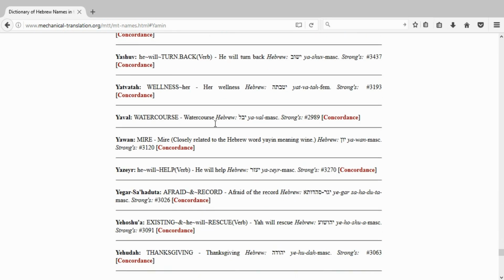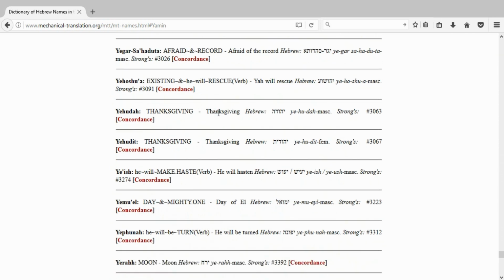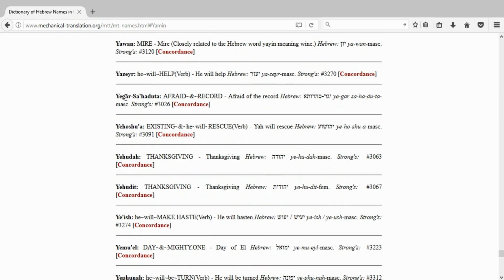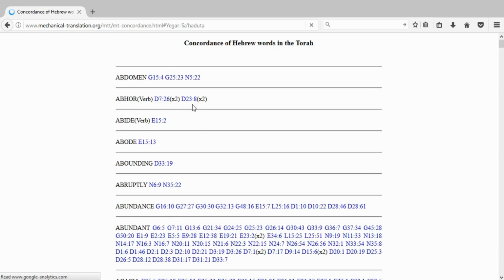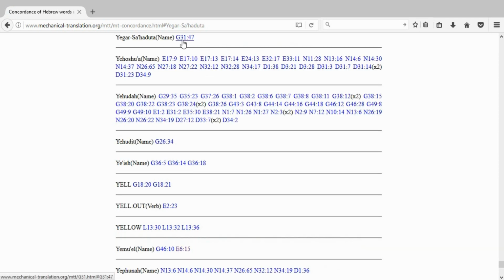Let's see if we can find one here that's a little bit more. Okay, this one here is two words that are put together. Yagar sahaduta. So this word means afraid, this word means record, and this little symbol here means that it's connecting. And it means afraid of the record. We also, in the names, have the Hebrew and the Strong's. Now, the names are not in the lexicon, so we don't have that link here, but we can go to the Concordance, and I would venture to say that this name was only found once, maybe twice. Let's see. Yep, once. All right, so let's go back to where we were.